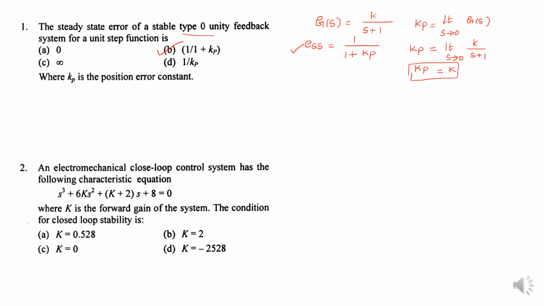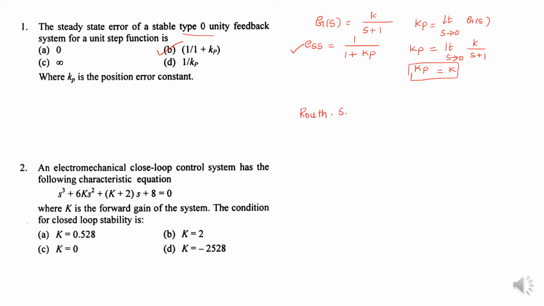Next problem: an electromechanical closed-loop control system has the following characteristic equation: s cube plus 6k s square plus (k plus 2) s plus 8 is equal to 0, where k is the forward gain of the system. The condition for closed-loop stability is, the stability is normally determined by the Routh stability criterion.